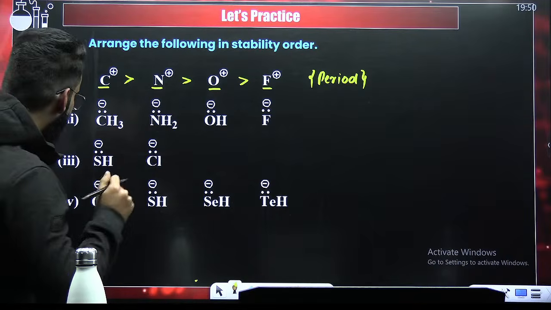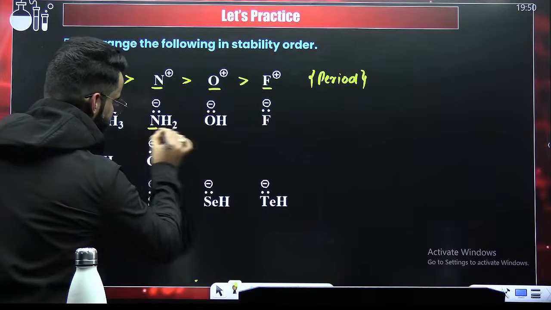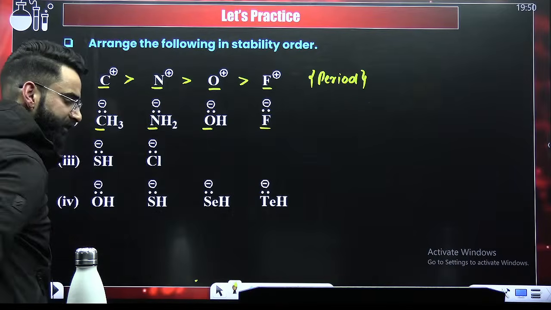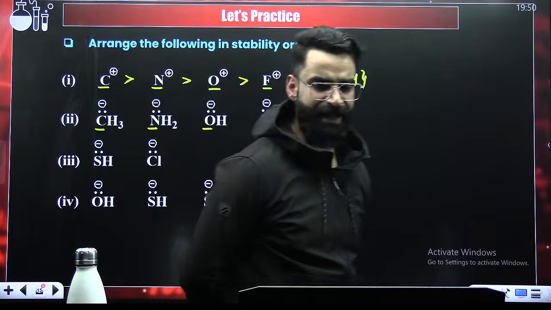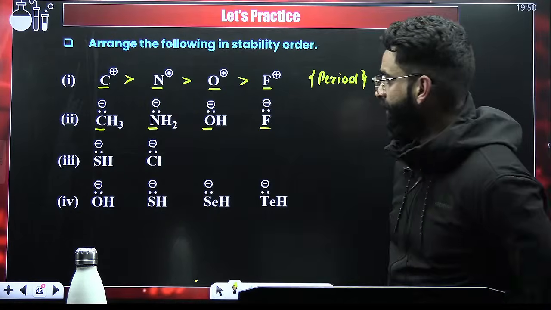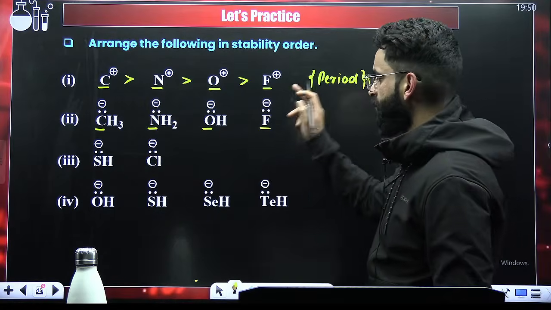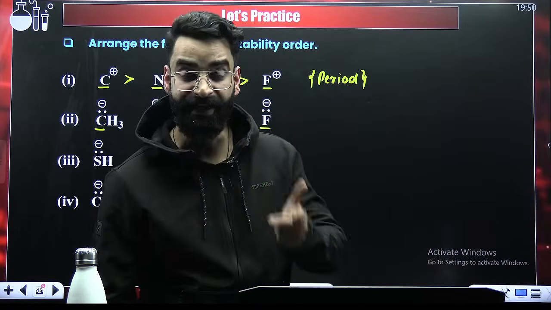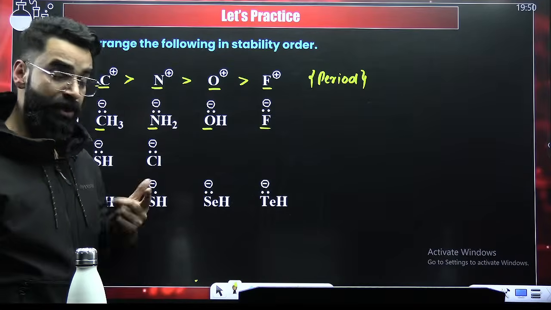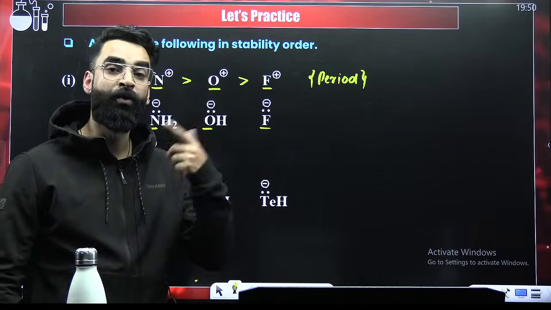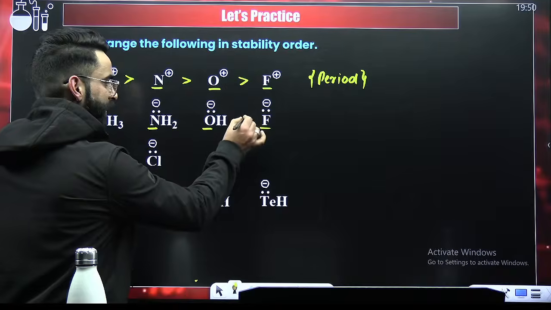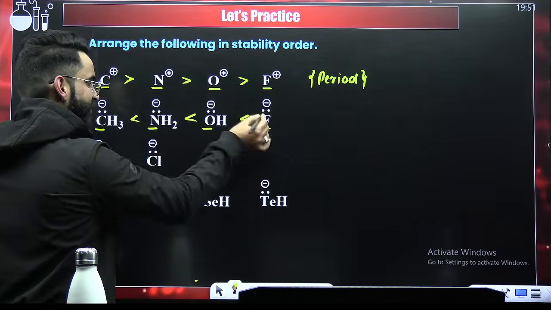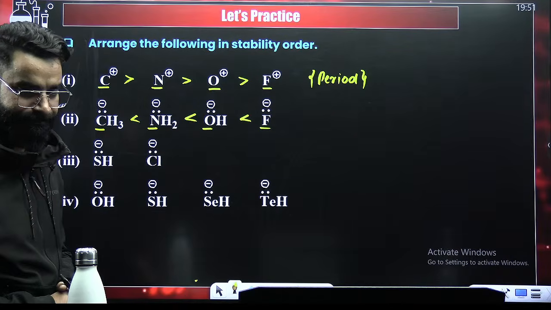Done, people? Similarly, carbon carrying negative, nitrogen negative, oxygen negative, fluorine negative. All these elements again belong to the same period, and in the period, we talk in terms of electronegativity. You know, negative charge is more stable on a more electronegative element. Fluorine is more electronegative, so negative charge will be more stable on fluorine. Yeah?